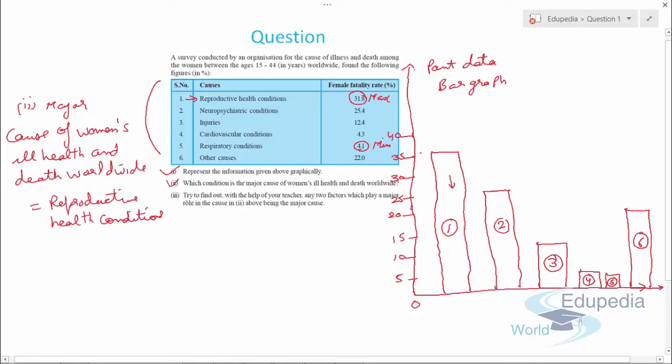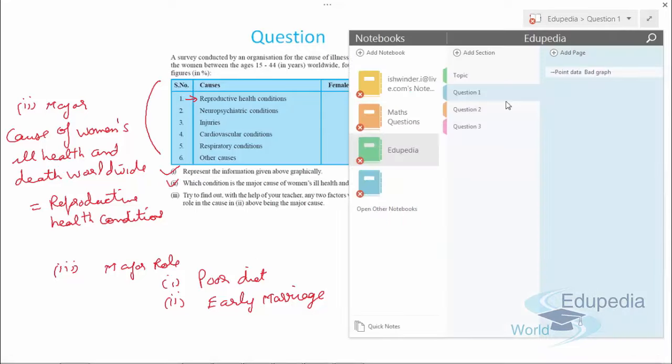Now the third part is, try to find out with the help of your teacher, or we can do it over here, any 2 factors which play a major role in the cause of the second. What can be a major role? It can be, first, poor diet, and second, early marriage. There can be n number of reasons, so you need to write only 2 reasons. This is how we can do the questions related to the bar graph. Let's move on to the next question, which is question number 2.